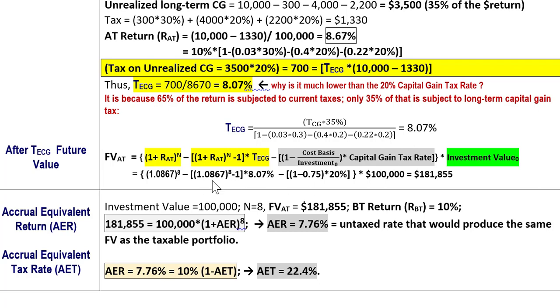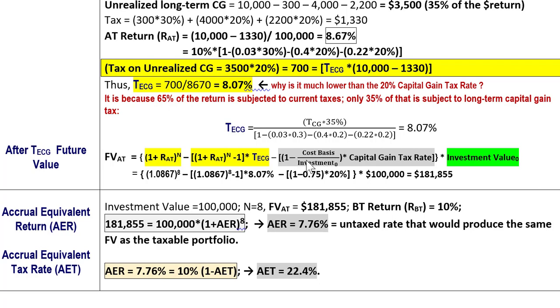So we're going to consider the gain of this compounding: 1.0867 to the eighth power minus 1, that will be the compounding gain, the unrealized gain in the future, and then times the unrealized capital gain tax rate. So we deduct that, so we will get the more accurate growth factor for the investment.